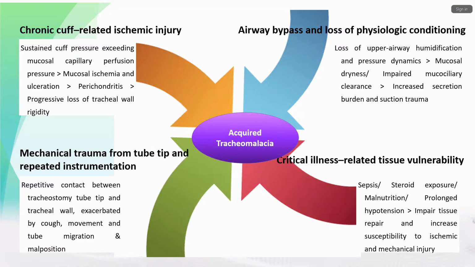So there are multiple contributory mechanisms that can lead to this kind of acquired tracheomalacia at the segment and distal to the segment of the tracheostomy. And the thing is that we are not sure how much each of these factors contributes to the outcome of this patient's manifestation.